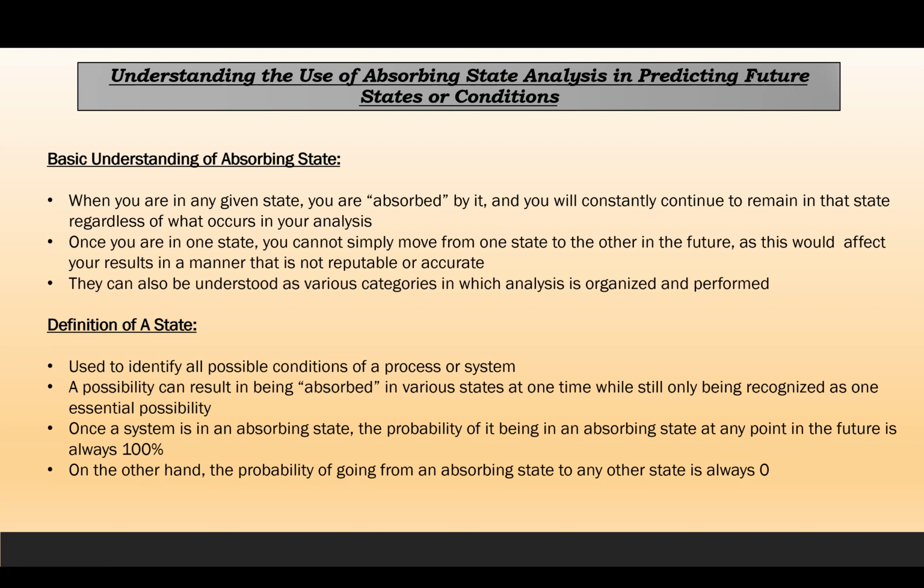The definition of a state: states are used to identify all possible conditions of a process or a system. A possibility can result in being absorbed into various states at one time, while still only being recognized as one essential possibility. We've got an example of this in future slides. It's really going to help with understanding that. Once a system is in an absorbing state, the probability of it being in an absorbing state at any point in the future is always going to be 100% because it's unchanging. On the other hand, the probability of going from an absorbing state to any other state is always going to be 0. Next slide, Clem.